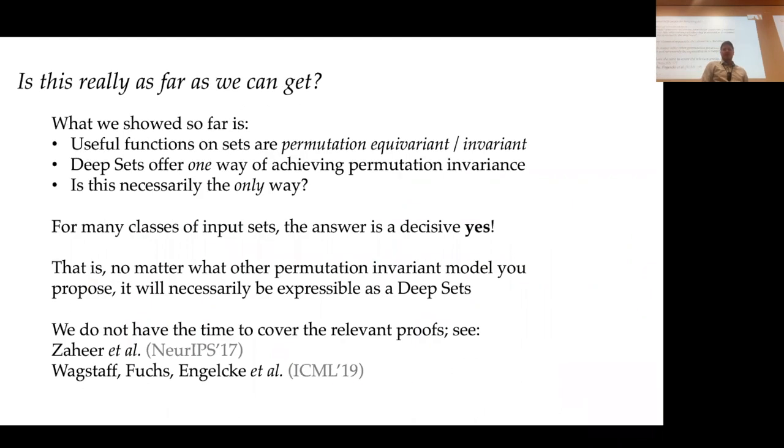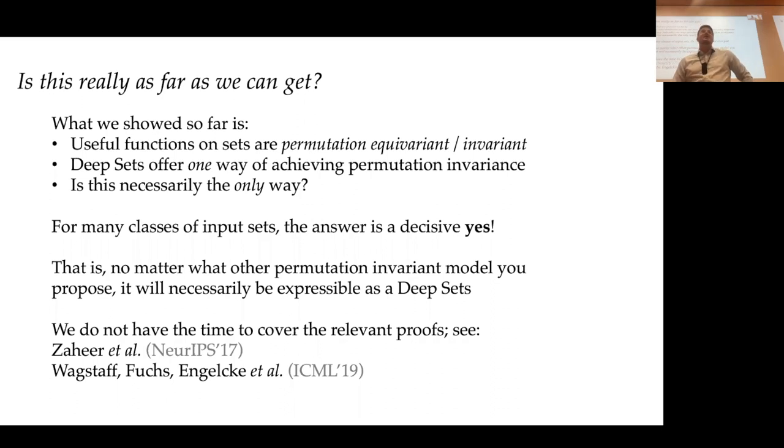Okay. Now, of course, you might be asking yourself, is this really as far as we can get with sets? So what we showed so far is if we want a function on a set to be useful, it must be permutation equivariant or invariant. And deep sets offer you one way of achieving this permutation invariance. So you might be asking yourselves, is this necessarily the only way to do this, right? And it turns out for many classes of input sets, the answer can be proven to be a decisive yes.